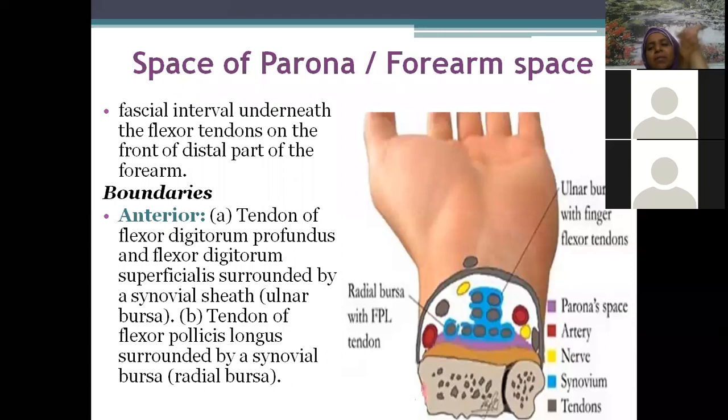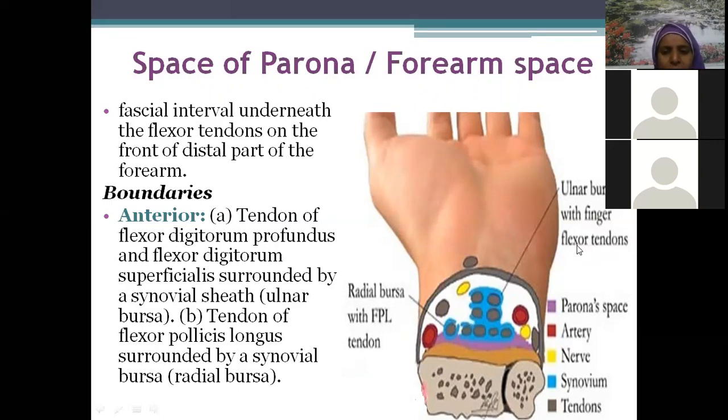They are in communication with a free space in the forearm. This free space inside the forearm is the forearm space of Parona. Space of Parona, a fascial interval underneath the flexor tendons on the front of the distal part of the forearm. So the boundaries: anteriorly you are finding the tendons of flexor digitorum profundus and superficialis. They are all surrounded by the synovial sheath. So this is superficialis, this is profundus.